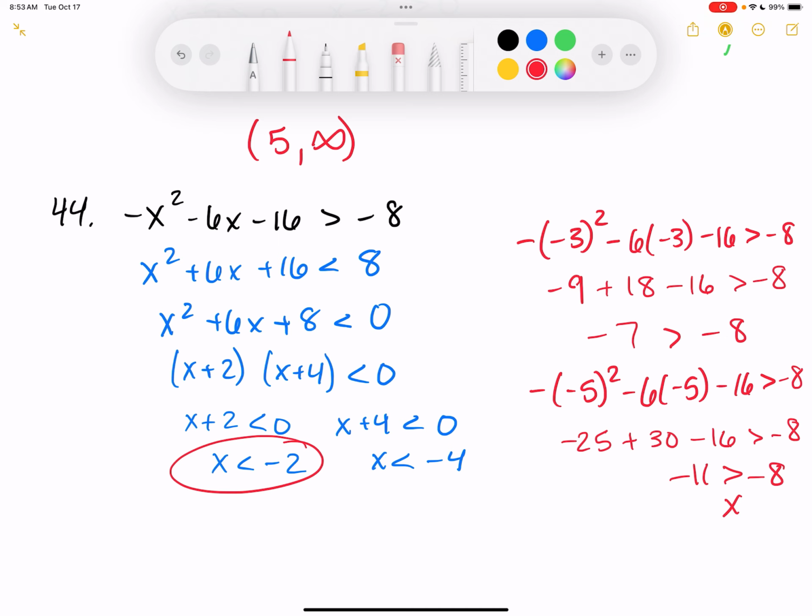So this one is kind of a weird one. It's actually going to be from -4 to -2. Because if we did -1, it also wouldn't work. So it's got to be in between that. Or if we did 0, 0 doesn't work because that would be -16 is greater than -8, which isn't true. So I know I've got to be between those numbers. Most of them won't be that complicated to think about.